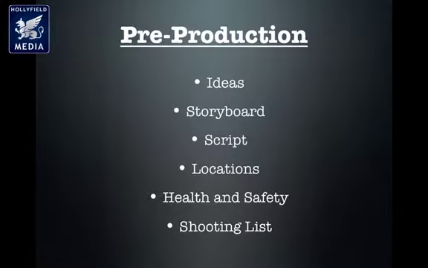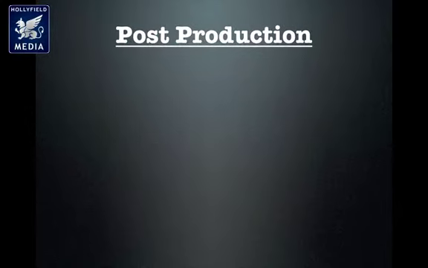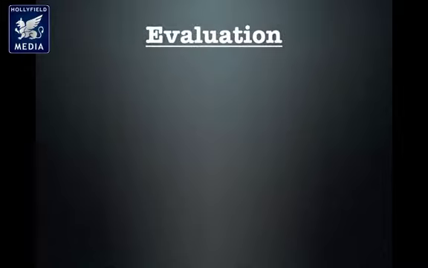So, the next stage, the production stage, you film, where you do multiple shoots. You make an edit decision list, and then you do some reshoots. And this is usually done in the space of 3 to 4 weeks. Next stage, post-production. You edit, you add sound, you add effects, you create titles, you create transitions, you make a first cut, you make a second cut. They're the stages that you're going to do.